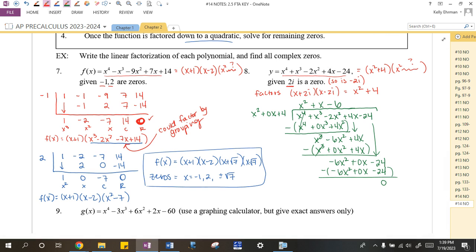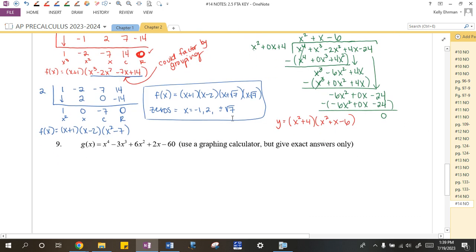It tells me that I can factor y into what I divided by, x squared plus 4, times the quotient at the top, x squared plus x minus 6. And each of those are quadratic, and they can be turned into linear factors. x plus 2i, x minus 2i. This trinomial is x plus 3 times x minus 2. And the zeros are x equals plus or minus 2i, and negative 3, and positive 2.